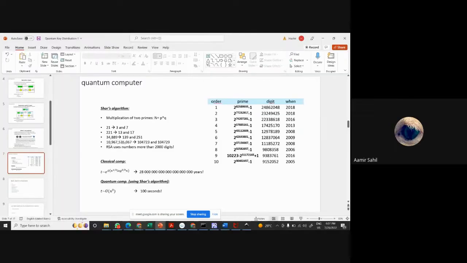I have a question. Is there a reason why the factor should be prime?